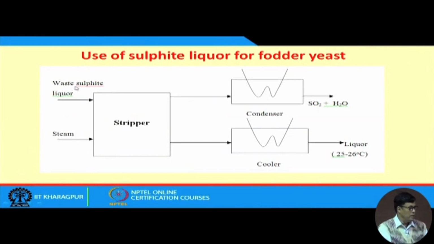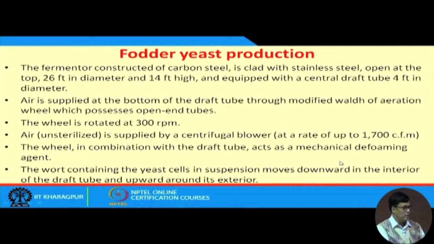Here the waste sulfite liquor is coming, steam is coming here. This is a stripper. Then vapor of sulfur dioxide and water condenses here, so you get the sulfurous acid, because both are coolers. Here also you are cooling this, and the hot liquid is also cooled, and this liquor is good for the fermentation process. We reduce the temperature to 25 to 26 degrees centigrade.